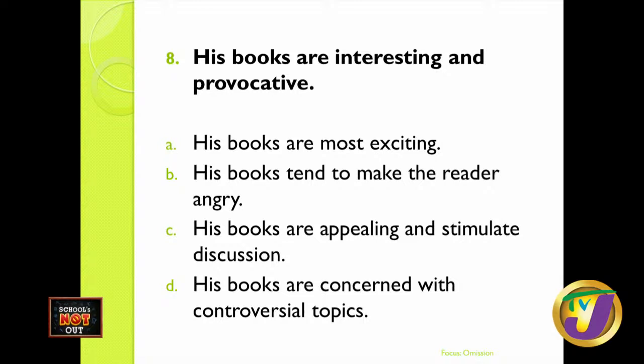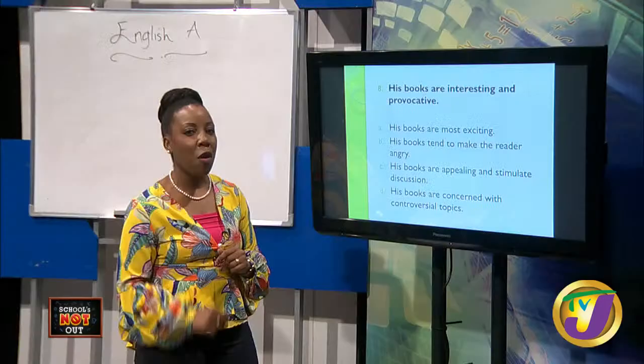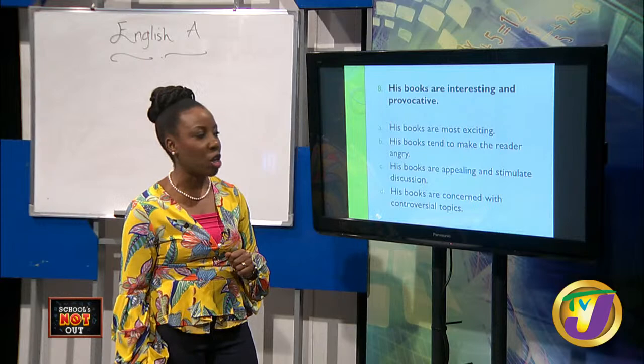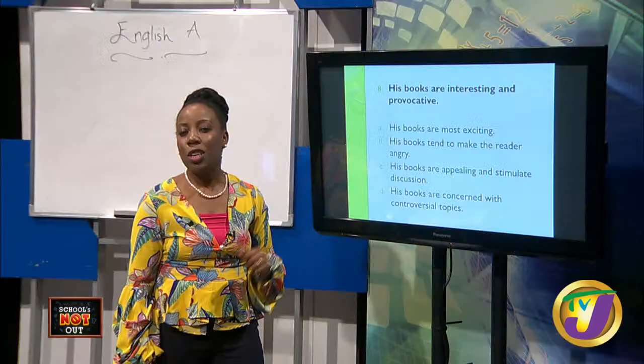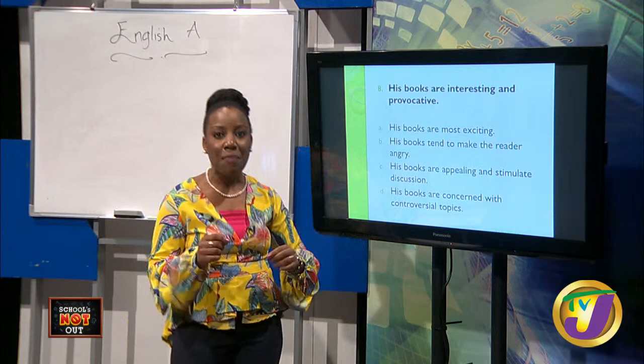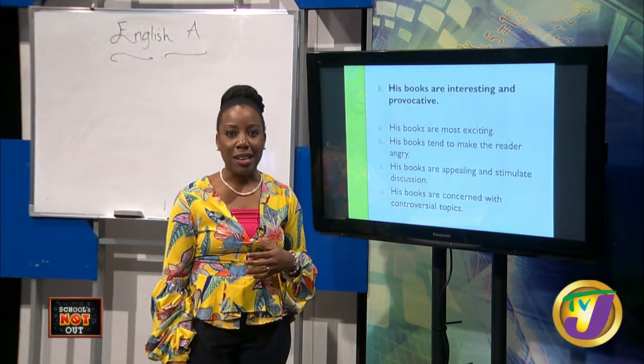And again, the adjective of interesting is missing. So the element of omission also exists in D. So we are making our final decision that yes, C is the answer, because we get appealing for interesting and stimulate discussion for provocative. All right. So add that to your list, the idea of omission, that this could be an element that causes some options to be considered as incorrect equivalent sentences.